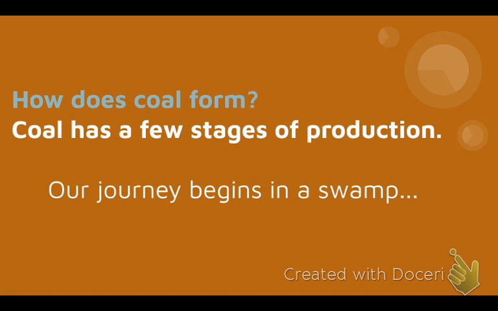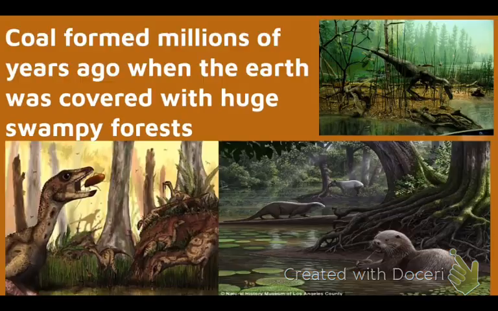So how do we get coal in the first place? Well, it's got a few stages of production, and I want to throw out that charcoal is not coal. Those are two very different things. We call it charcoal because it looks like coal, but it is not the same thing. So where our journey begins, the first stage of production of coal, is in a swamp.